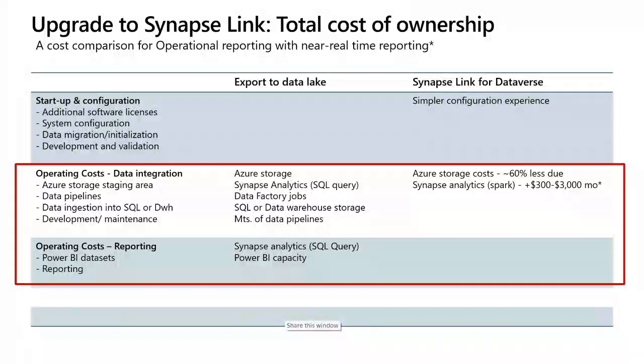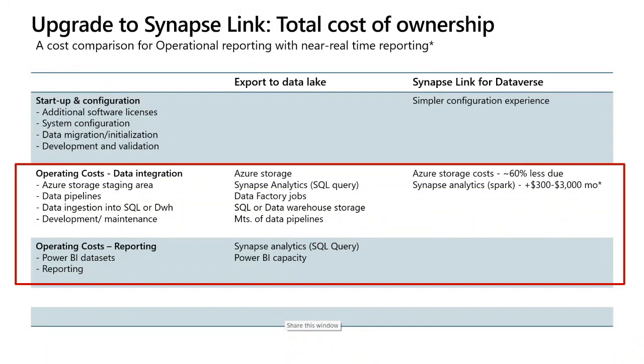For example, one of the things you will notice is that in export to data lake, the setup and configuration is a little bit more involved. So you may need to work with Azure resources, you may need some skills, you probably need an administrator, whereas for Synapse Link for Dataverse, the configuration is fairly simple. Maybe that is a significant cost for you, maybe it's not. But the other aspect we need to consider is the operating costs.